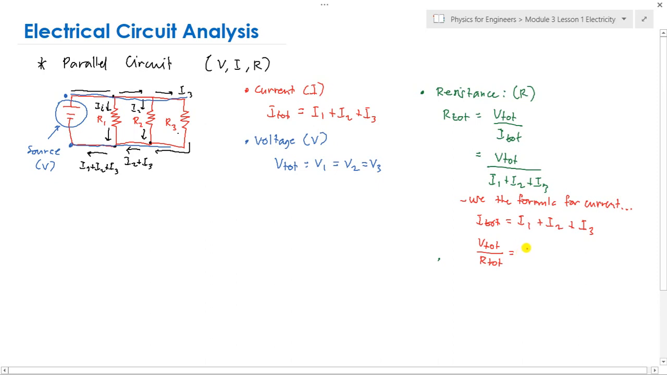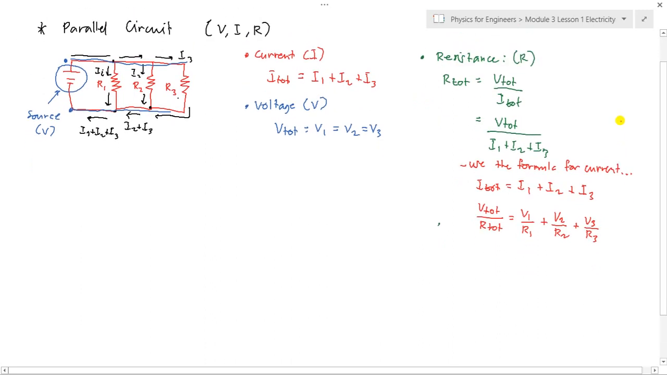equal to I1. So, unsa may I1? That is V1 over R1. Diba? Kaya ang formula sa current is V over R. So, that is voltage at 1, resistance at 1. The same thing with I2. Voltage at 2, resistance at 2, plus voltage at 3, resistance at 3.